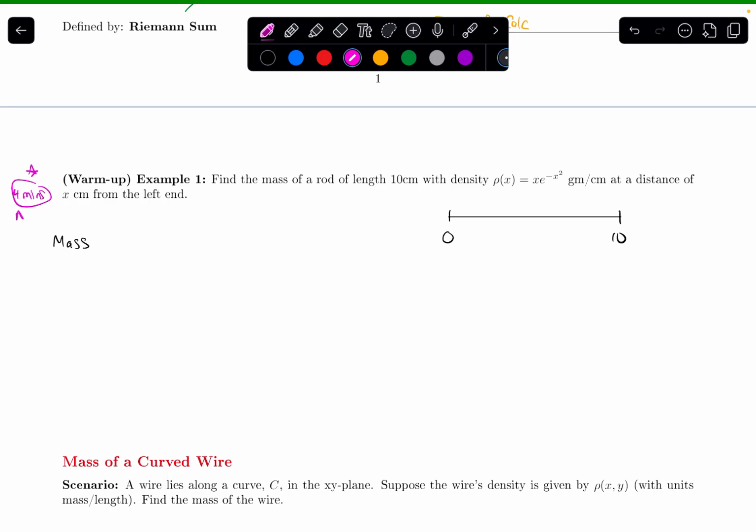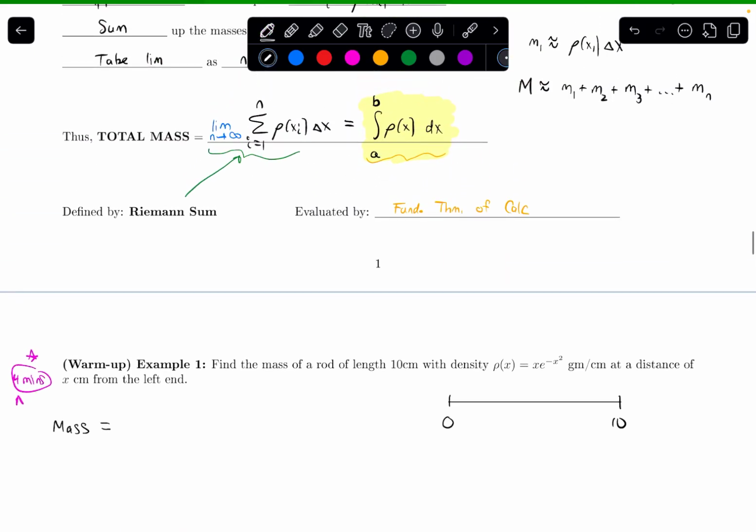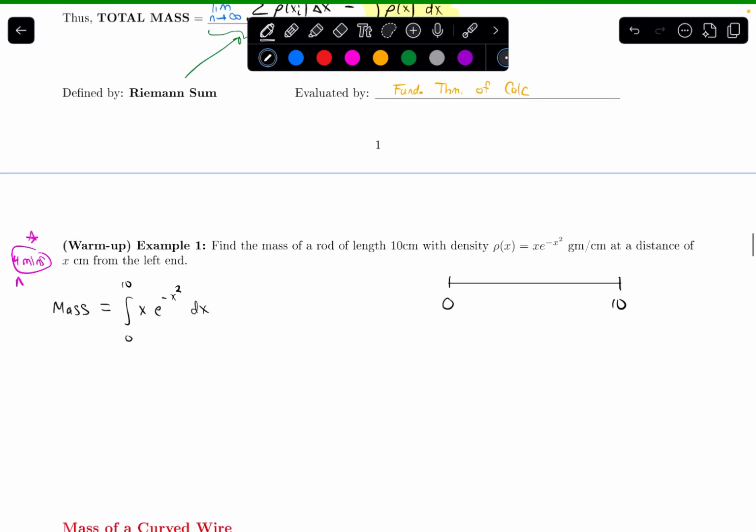Let's talk about it. Using our formula from the previous page, this mass is going to be an integral from 0 to 10 of my density function. For me, that is x times e to the negative x squared. And then I got to put a dx next to it. Now I got to do this antiderivative, and this I can handle with a u sub.